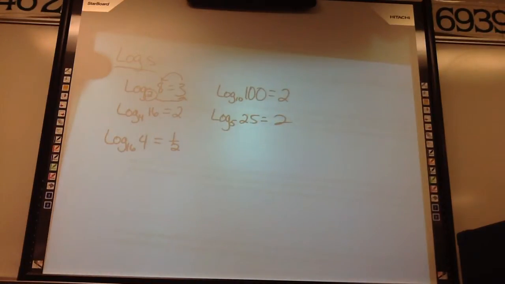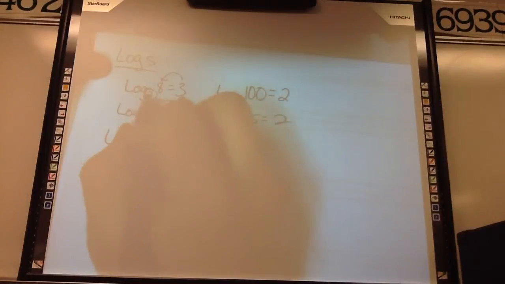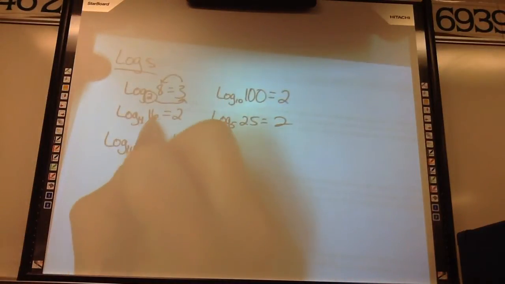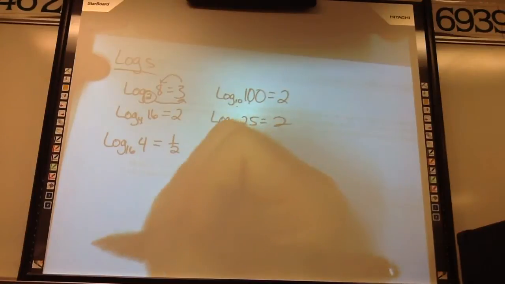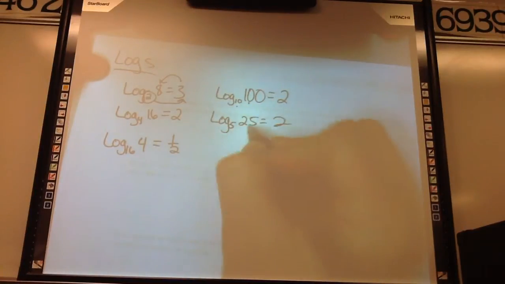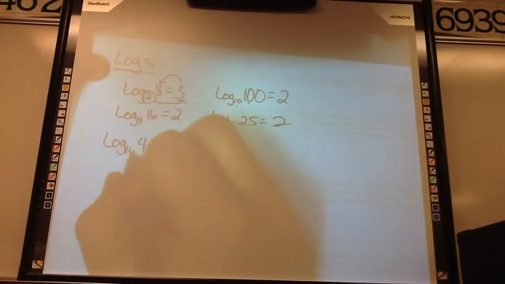That's what logs are. So when you have log base 2 of 8, it's basically saying 2 to what power gives me 8. This is 4 to what power gives me 16. 10 to what power gives me 100? 5 to what power gives me 25? 2. 16 to what power gives me 4? Well, half. It's the square root.